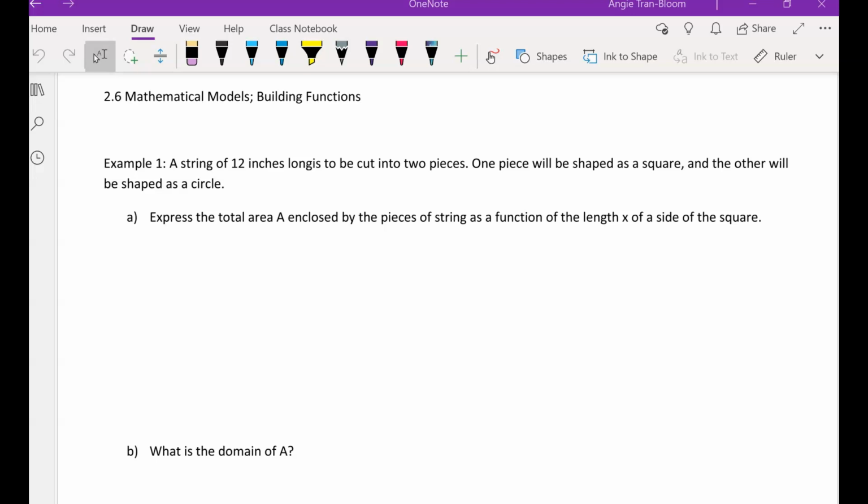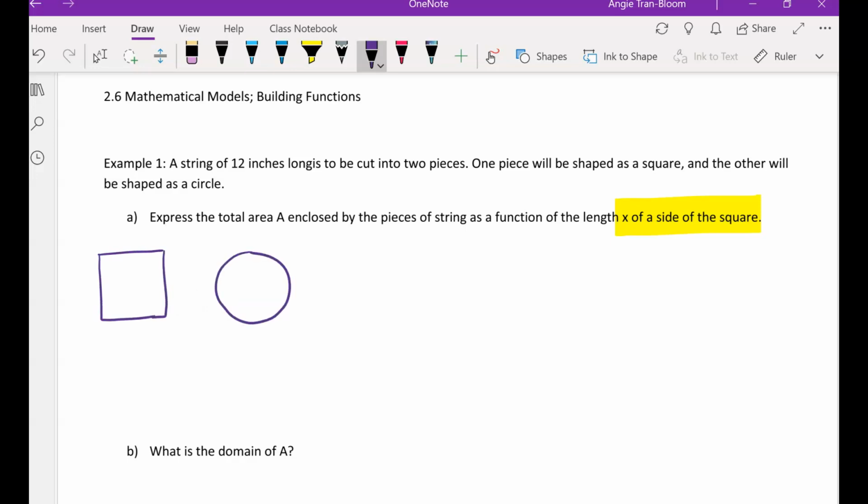And x is what, guys? That's right. Okay, x is the one side of the square. So what shapes are we making? A square and a circle. So we're going to make a square and a circle. What do we label the side of the square? X, right?